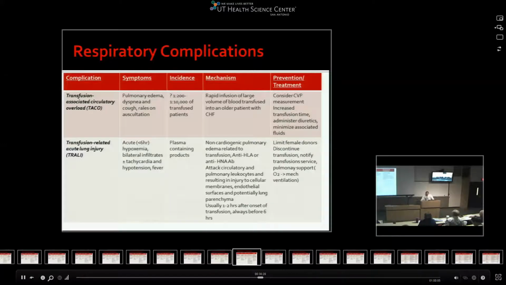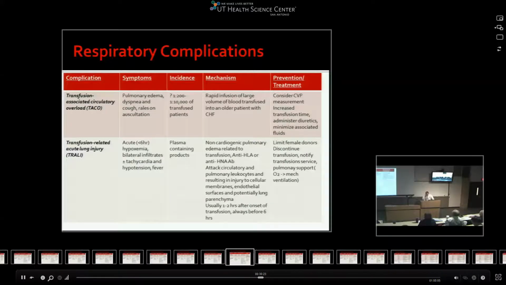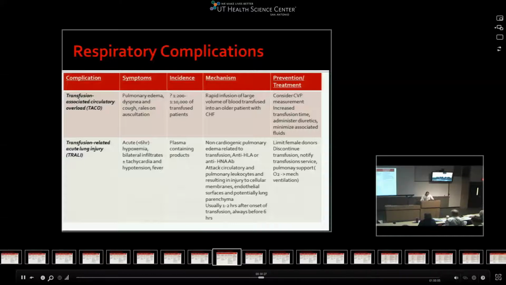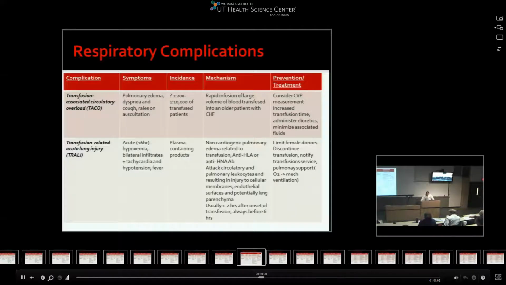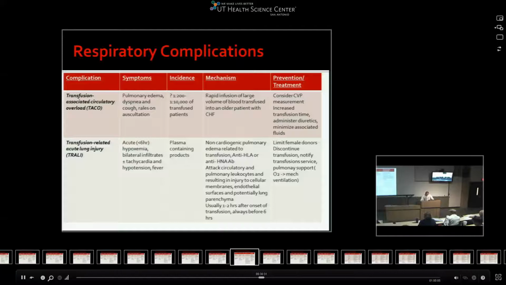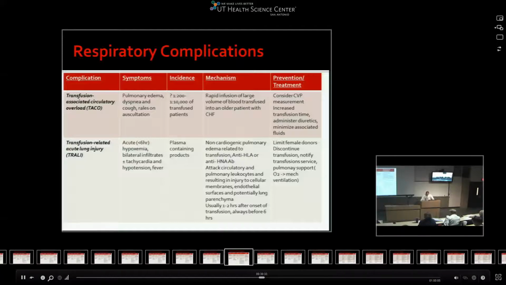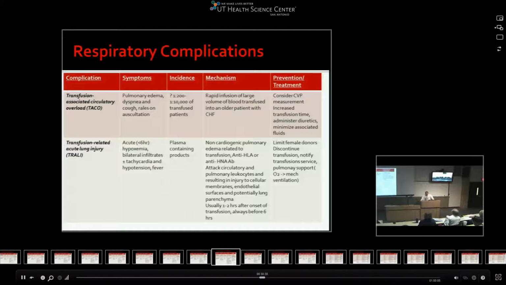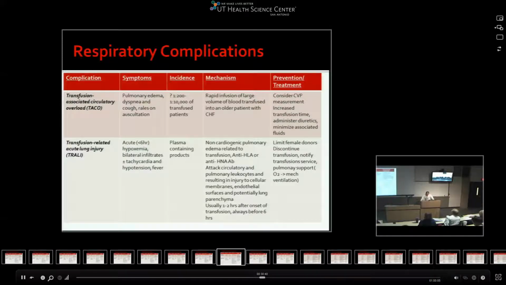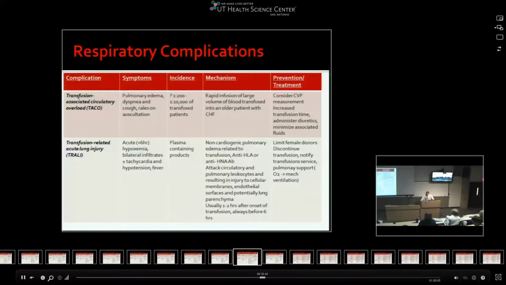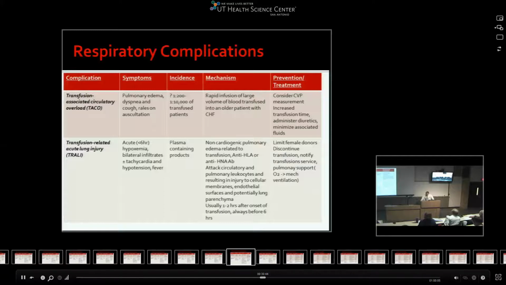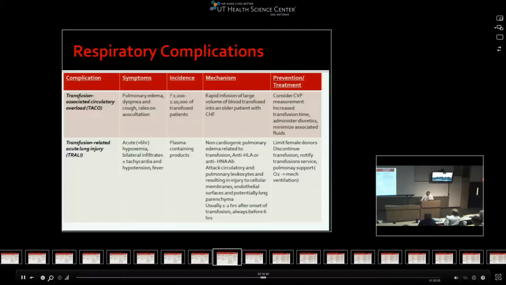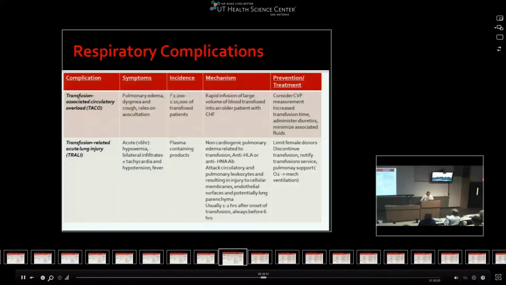This is a non-cardiogenic pulmonary edema related to transfusion of anti-HLA antibodies that then attack leukocytes, pulmonary leukocytes and circulatory leukocytes, resulting in injury to cellular membranes, endothelial surface, and potential lung parenchyma. It is prevented by limiting female donors. Once noted, discontinue the transfusion, notify the transfusion services, and then provide basic pulmonary support, which can range from supplemental O2 to mechanical ventilation.